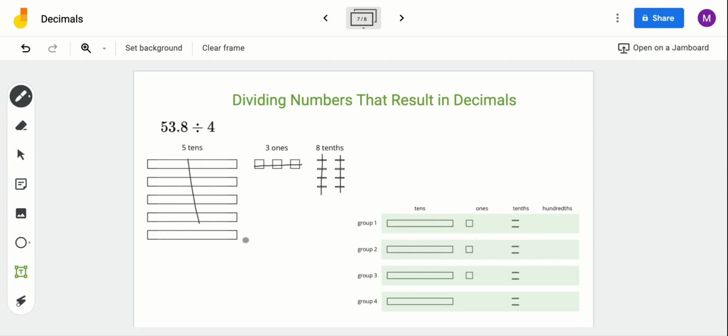So that 10, I can split up into 10 ones. Okay, so that takes care of that 10th. And so those ones, I can finish up here so that I have even groups. Now I can do another 4 ones. 1, 2, 3, 4. 1, 2, 3, 4. I can do another 4. 1, 2, 3, 4.